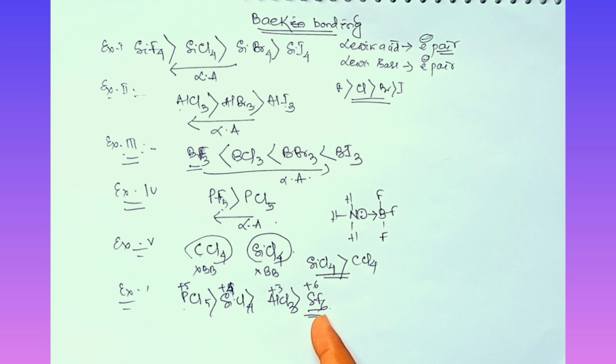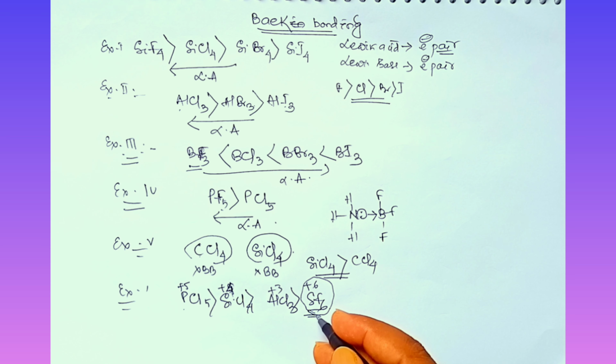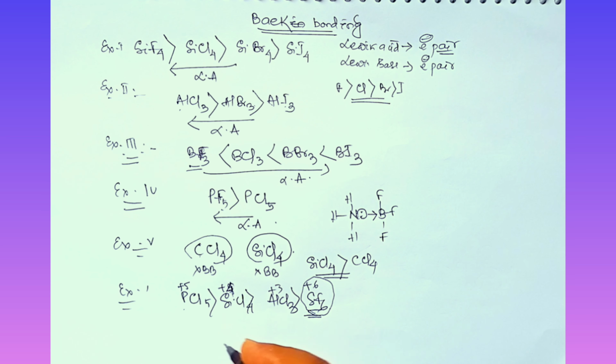Why did I put SF6 last? Because here some other phenomenon is occurring. If we look at the geometry of SF6, it is octahedral, so there is more steric crowding over the sulfur atom due to the 6 surrounding fluorine atoms, so it cannot easily accept an electron pair from some other molecule. That's why it cannot act as a good Lewis acid. So that's why I put SF6 last in this series.